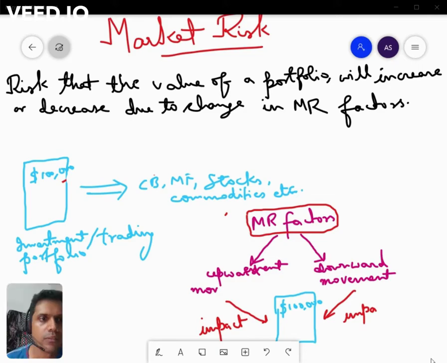In this session, I'm going to cover Market Risk 101, and I plan to create a series to cover different types of market risk, ways to measure it, and mitigation approaches. But for now, let's try to understand what is market risk.